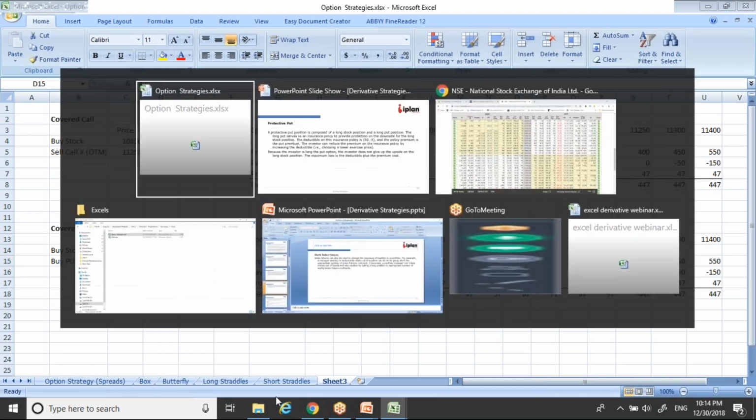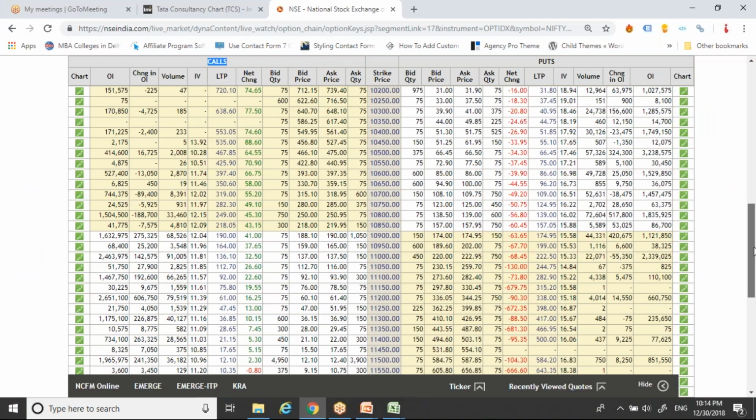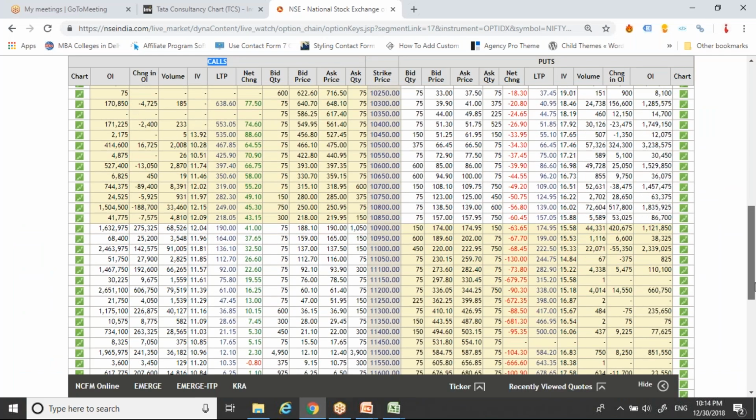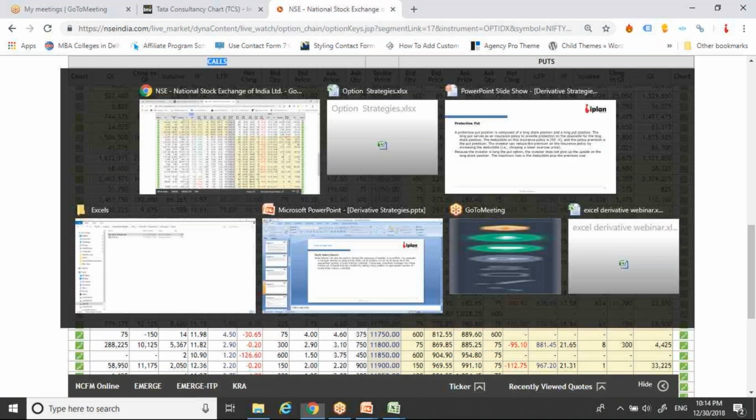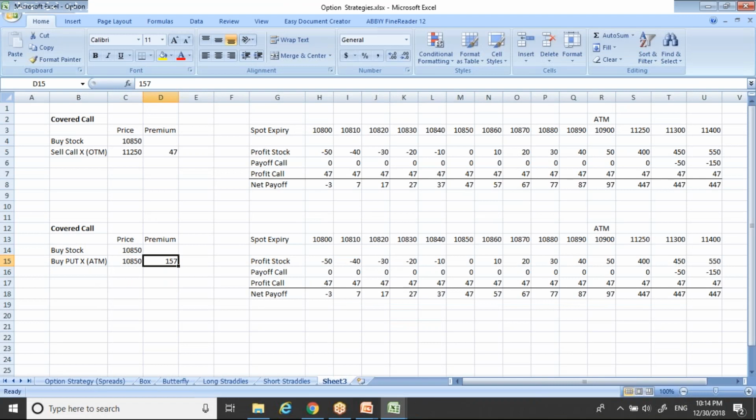So what is the put premium? That is visible right now. Put is 157. This is what you are paying here. So you have a stock and you have a put. Now you have to change the formula for the payoff of put.